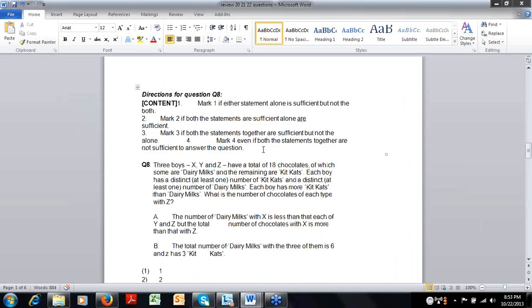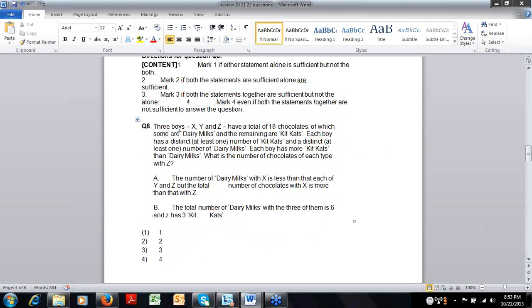Now question number 8 is a data sufficiency kind of question. So what it is saying is: mark 1 if either of the statements alone is sufficient but not both. Mark 2 if both the statements alone are sufficient, meaning each one individually is sufficient to answer this question. Mark 3 if both the statements together are sufficient but not alone. And mark 4 if both the statements together are not sufficient to answer the question.